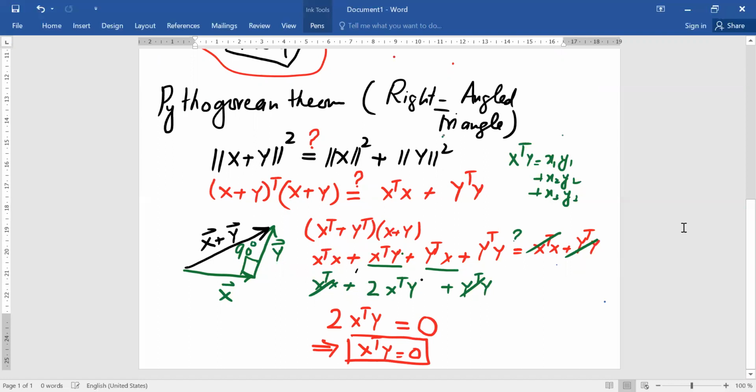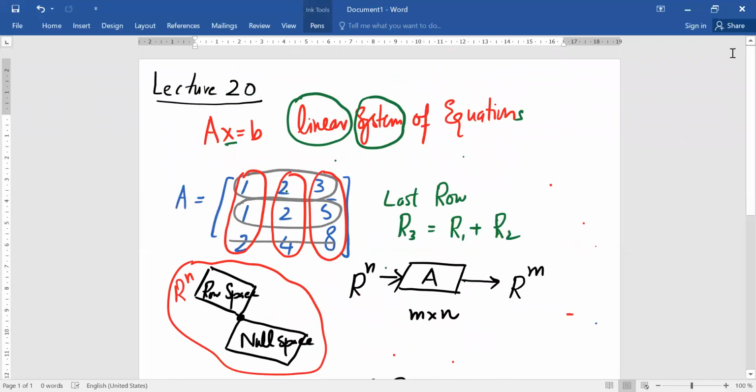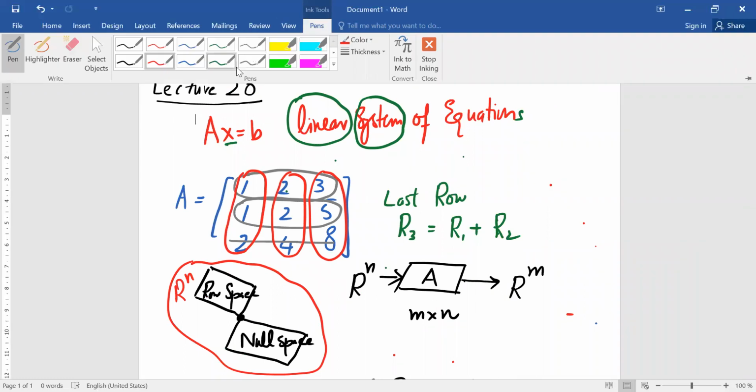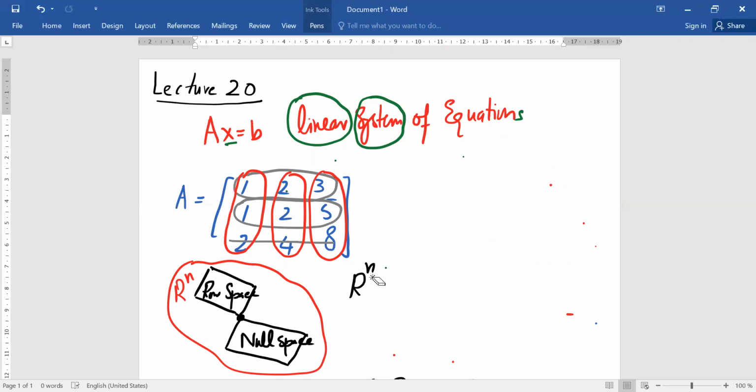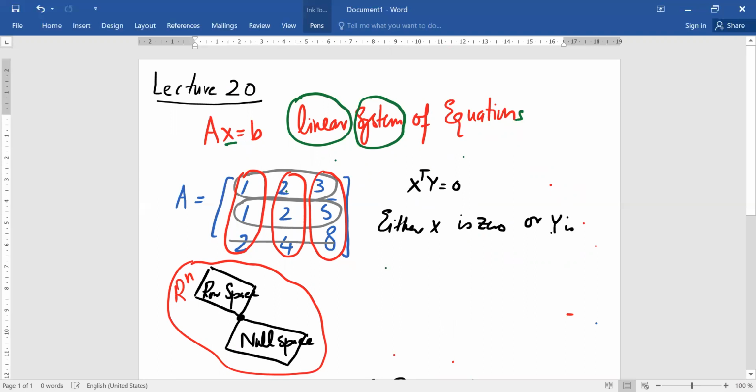Now let's look into the implication of this one. There are some effects that are generated by this, so let's look into those effects. When I say that X transpose Y is 0, then one situation could be that one of them is 0. So it's a degenerate case. So when I say X transpose Y is 0, that means either X is 0 or Y is 0.